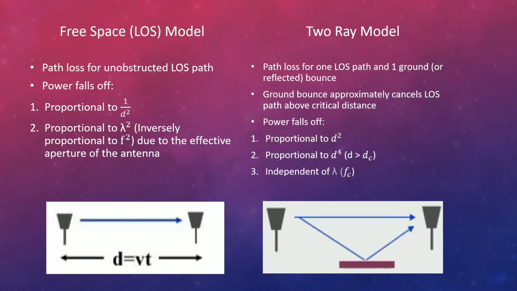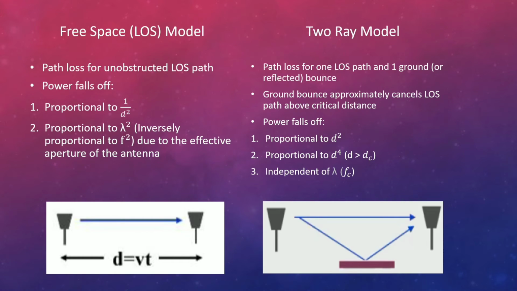Okay, this is the free space or LOS model and two-ray model. Here's the free space or LOS model. LOS means line of sight. LOS describes the propagation of the signal without facing any obstruction to the receiver. In general, the free space model characterizes that power falls proportional to the inverse of the distance squared. It is proportional to lambda, or wavelength, squared and is inversely proportional to the frequency squared, caused by the effective aperture of the antenna.